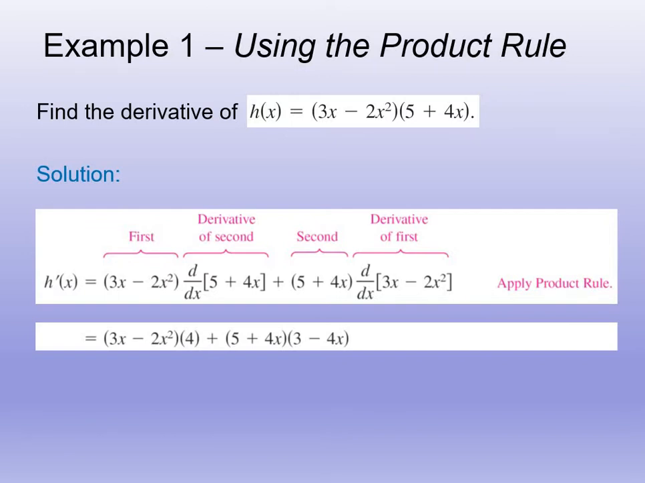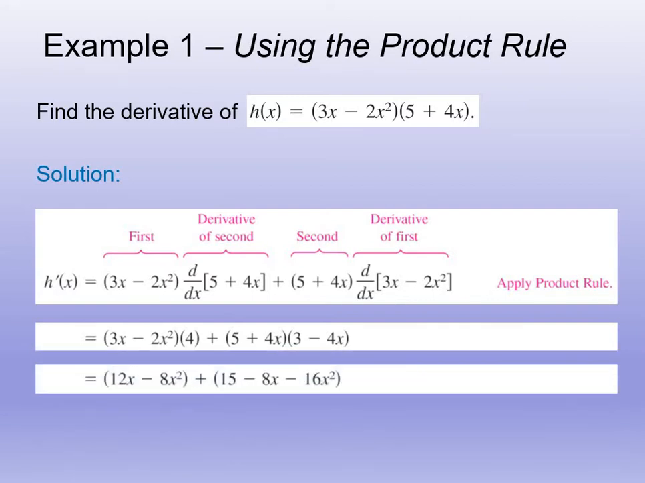Then we can simplify. So we have to FOIL out that second term. We have to distribute 4 to the first term. So there's where we get 12x minus 8x squared. Okay, plus, then we have to FOIL that second term. So we're going to take the quantity of 5 plus 4x times the quantity of 3 minus 4x. FOIL that out, or binomial multiplication, or the box method, whatever you learned, right? For that, we end up with 15 minus 8x minus 16x squared.